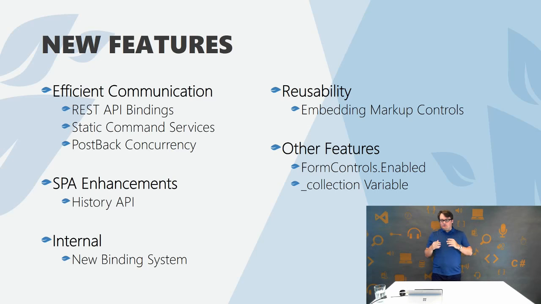And there's a lot of tiny little new features, like a property called FormControls.Enabled, which allows you to enable or disable all the controls in a form at once without specifying Enabled equals something for all the controls in the form. So it's much easier. And there is also a collection variable which will give you the information about the current item index in repeaters and grid views. So you will know if you're in the first row or if you're in an odd or even row and things like that. So let's dig into those features in detail.